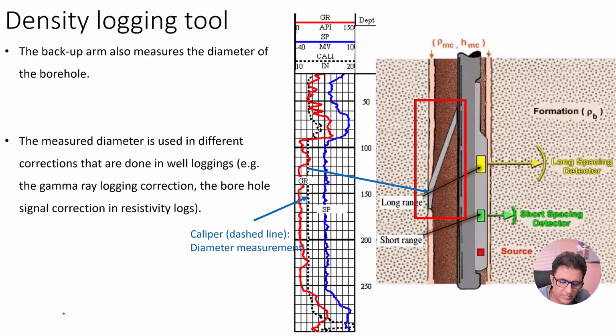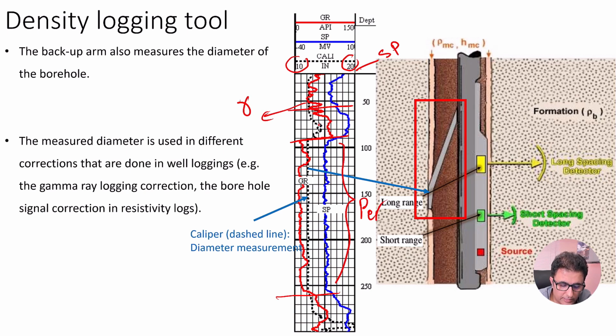What you see here is an example of real data. The blue curve is the SP log, and the red curve is the gamma ray log. And the dashed curve, as you see here, is the caliper, or the measurement of the borehole diameter. If you look at the range here, it shows that the borehole diameter varies from 10 inches to 20 inches. So here you see a shaded zone, and we can consider the shaded zone to be the impermeable zone. And from here to here, the layer is permeable.